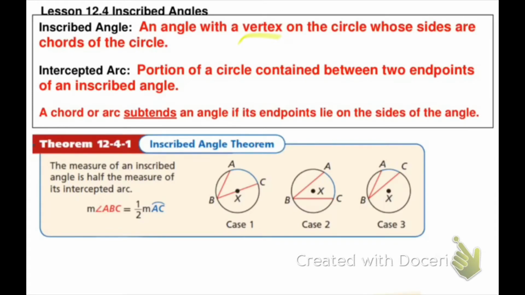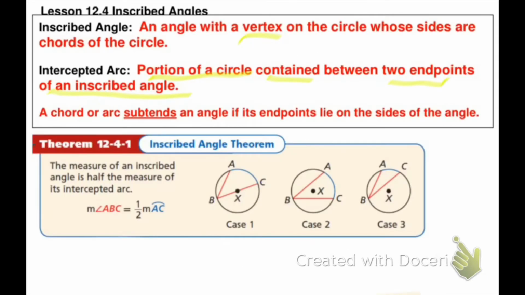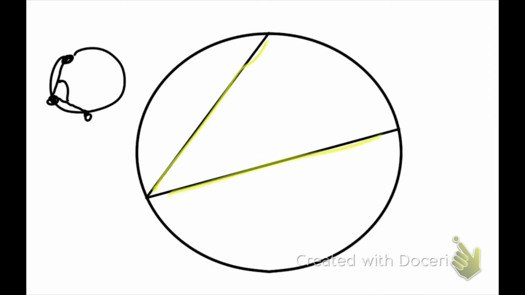Now an intercepted arc is a portion of a circle contained between two endpoints of an inscribed angle. So for the inscribed angle in this case, the intercepted arc would be this arc right there. Notice it's contained between the two endpoints of the angle on the circle, and that would be my intercepted arc.